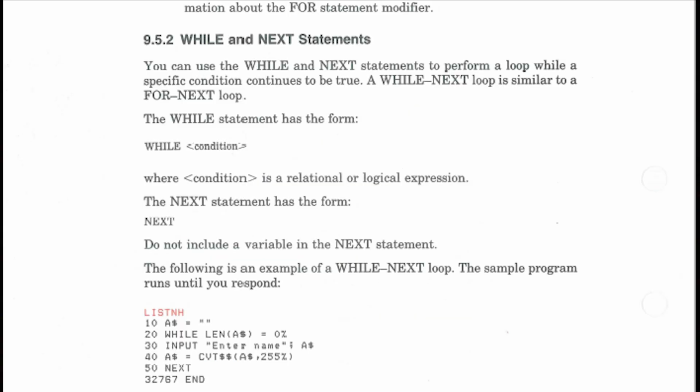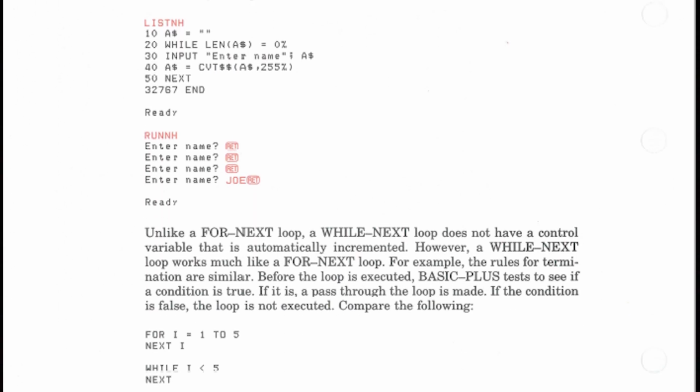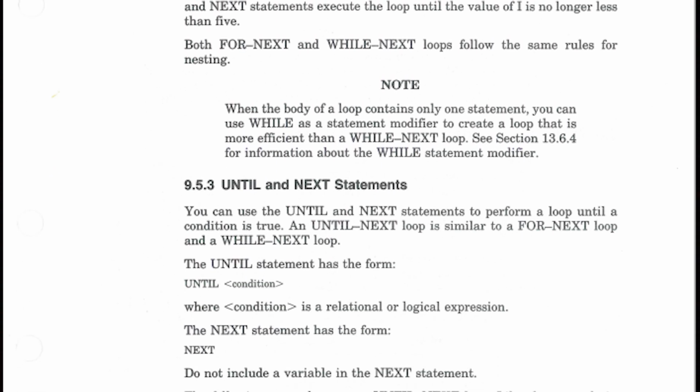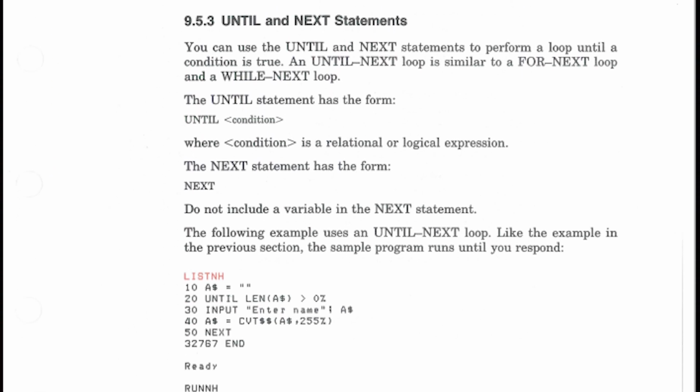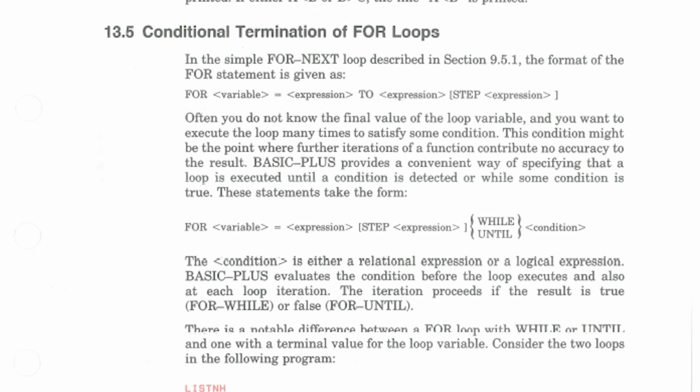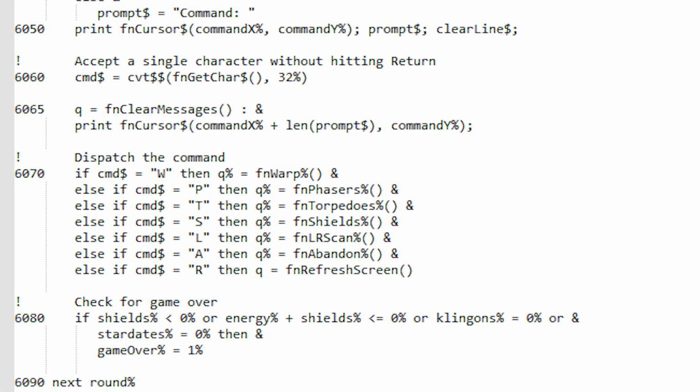BASIC-PLUS also offers while loops and until loops, but I chose not to use them so that my program would run with older versions of BASIC-PLUS that didn't support them. Older versions, however, still supported a hybrid for-while loop, and I used that. Still, the lack of a C-like break or continue statement forced me to use a few go-tos, as did the on-error go-to mechanism.